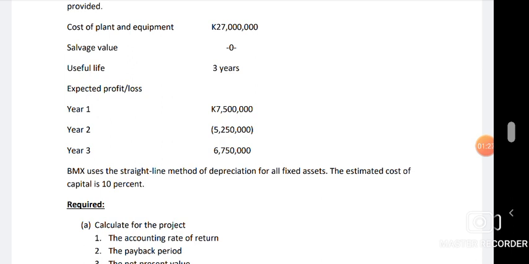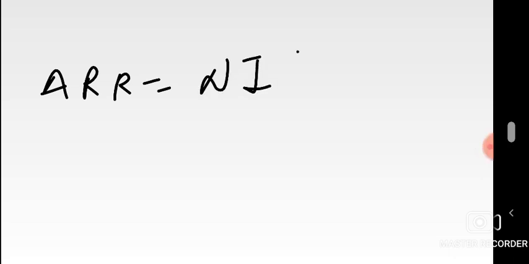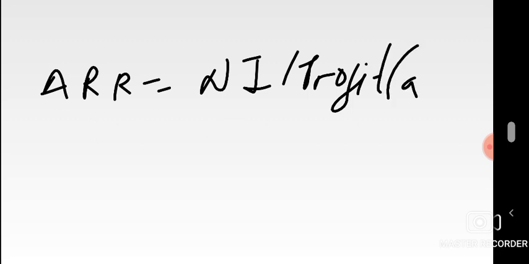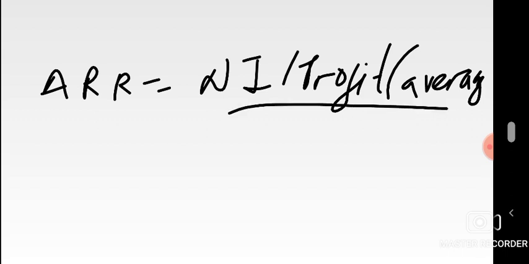All right, let me go to the next screen and show you how you calculate ARR. So ARR is equal to your net income or profit, sorry, average net income or profit, over initial investment. There are two formulas, but I would rather focus on this one. It's the best measure of ARR. Just go for this one, initial investment.